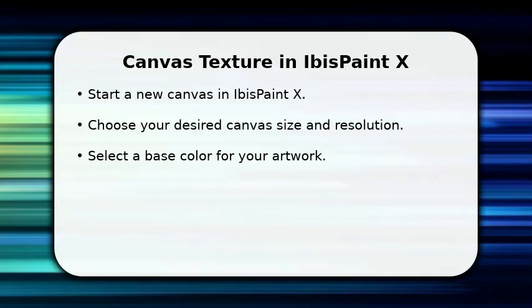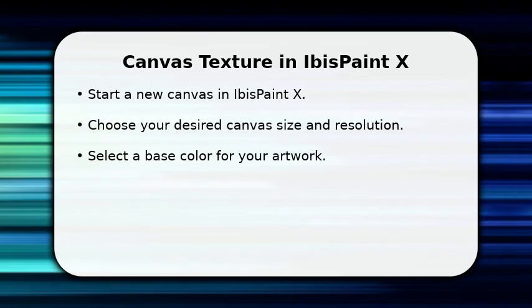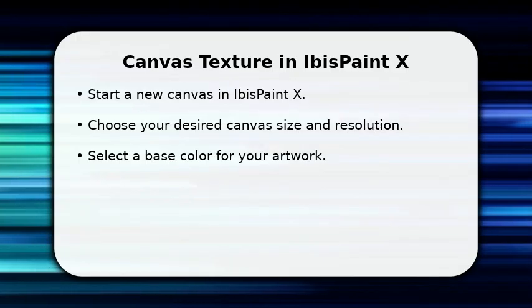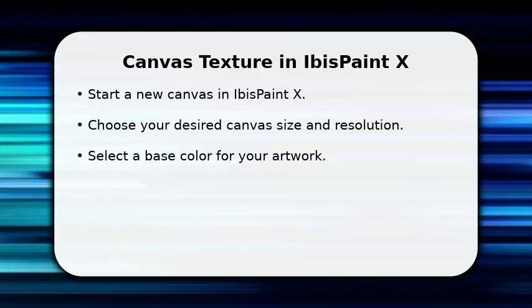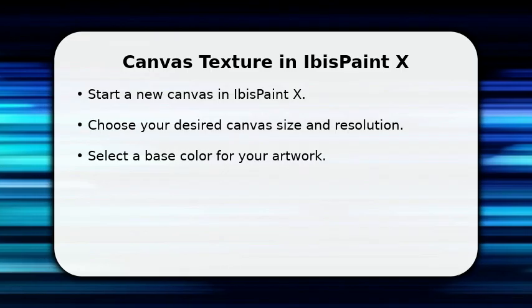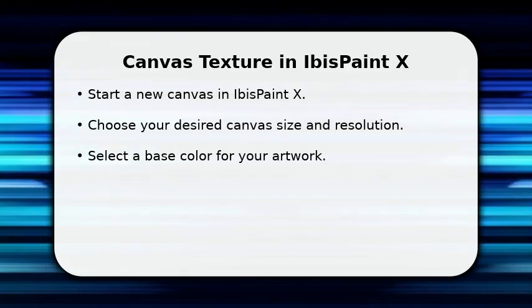In this video, I will show you how to make canvas texture in IbisPaint X. First, open the application and create a new canvas. You can choose any dimensions you like, perhaps a square canvas of 1000 by 1000 pixels for a good starting point. Next, select a base color for your artwork, something that will complement your desired texture. This initial step sets the foundation for your creative process.